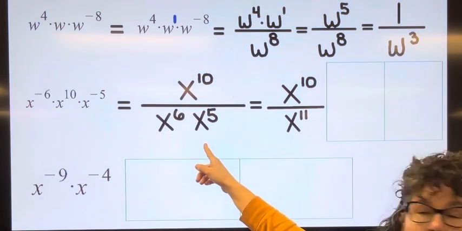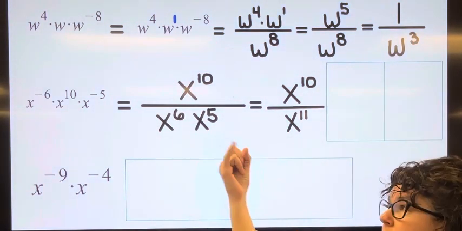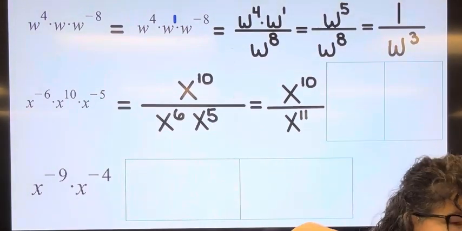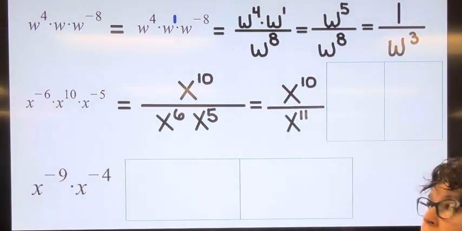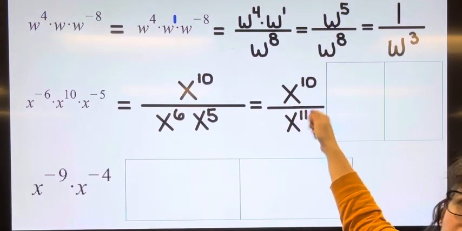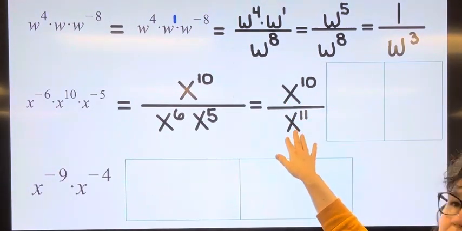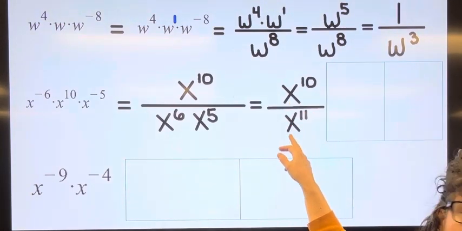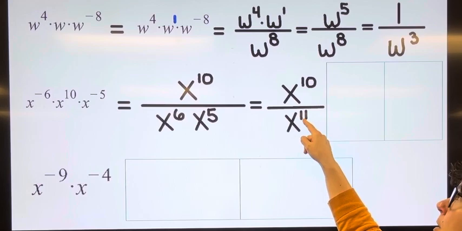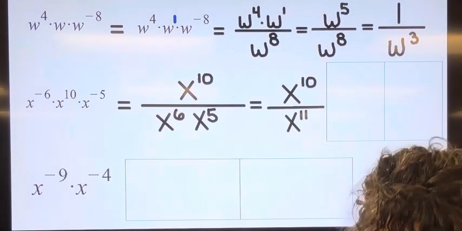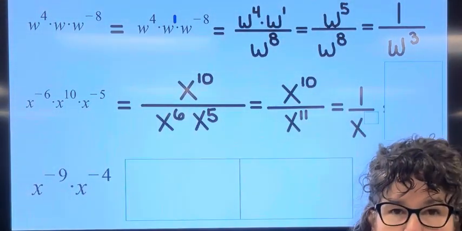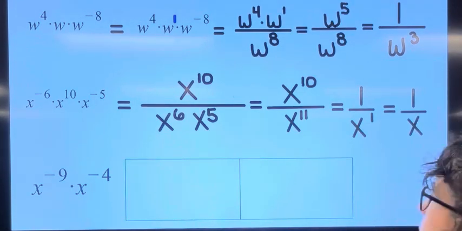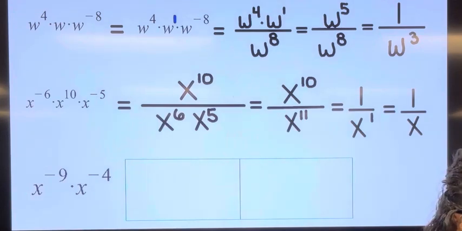Picturing that expanded out, I have x, x, x, x, x, x, and then another 5 x's across. You count them up, you have a total of 11. Then if you expanded these and start crossing off the x's, there's more x's in the denominator than the numerator, so the leftovers are in the denominator. And when I subtract those exponents, 11 minus 10, it's to the 1st power left over there in the denominator. But I don't really need to write to the 1st power, so that's just 1 over x.